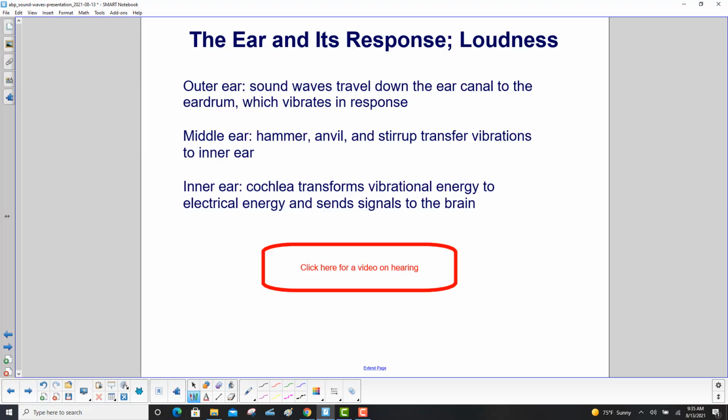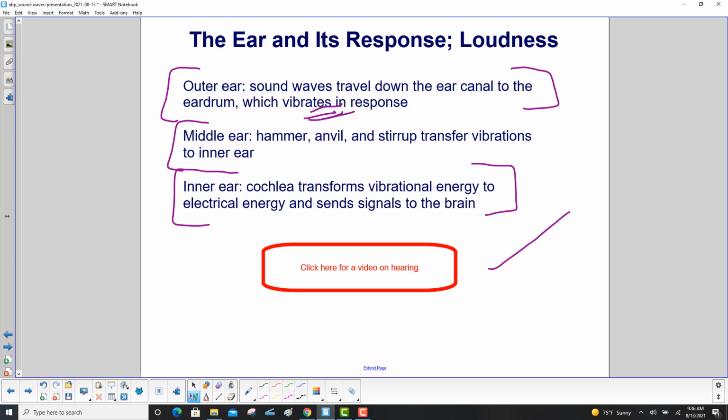So here's a short explanation of the ear. You've got the outer ear, where sound waves travel down the ear canal to the eardrum, which vibrates in response. Then you have the middle ear, which are the little bones there, hammer, anvil, and stirrup, and they transfer vibrations to the inner ear. And then in the inner ear, you have the cochlea transforming vibrational energy to electrical energy and sending signals to the brain. And here's a nice video to sum that up.